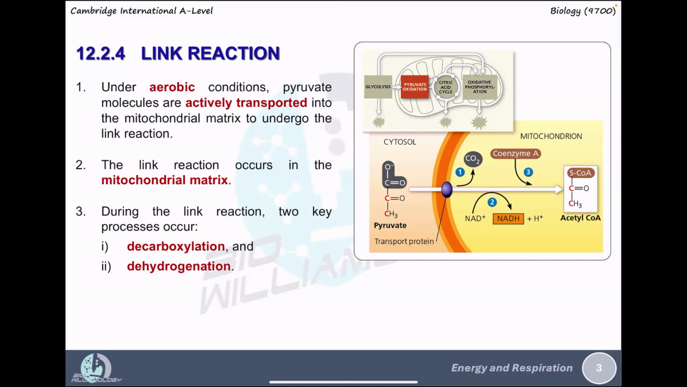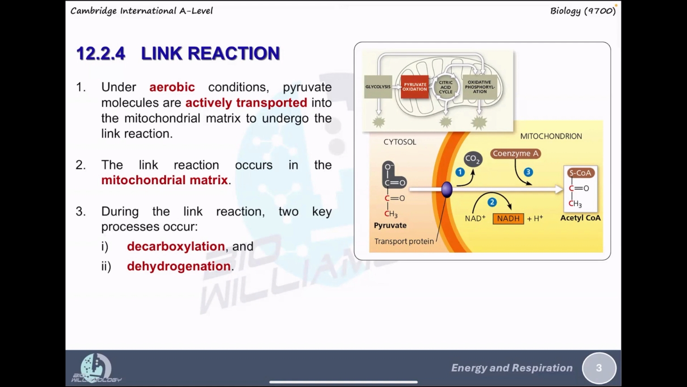From this diagram, you can see that reaction number one results in the release of the CO2. Step two, the formation of the reduced NAD. In this case, a hydrogen atom is removed from the pyruvate. So in other words, pyruvate is oxidized. When pyruvate is oxidized, NAD is reduced to reduced NAD by accepting the hydrogen atom from the pyruvate.